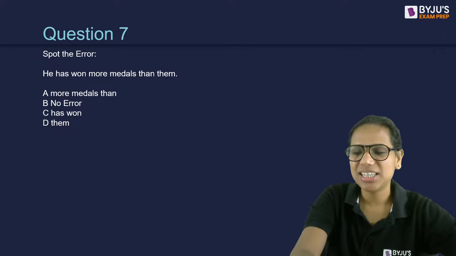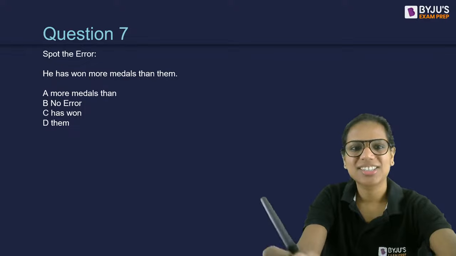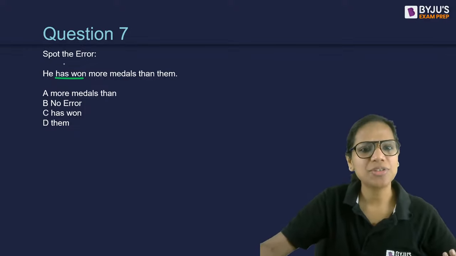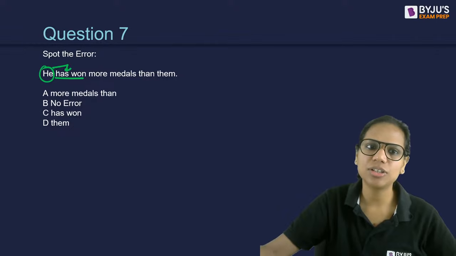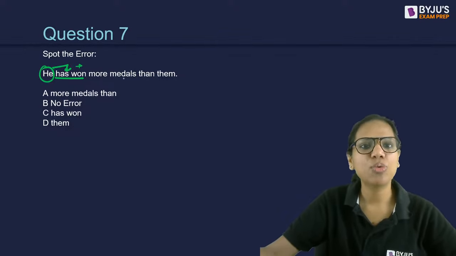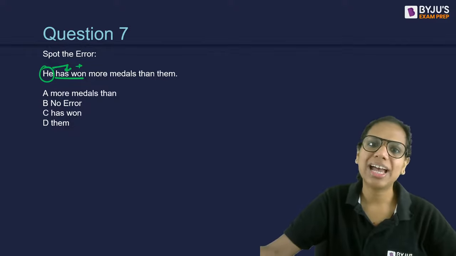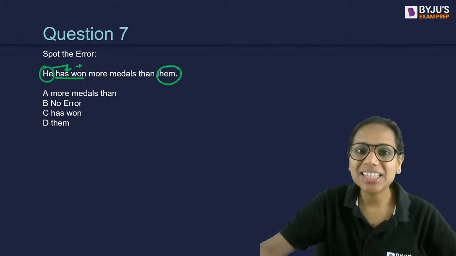C. Pragya says C. All right. Amit says C. Okay. So "he has won" is absolutely fine. He is singular, right? It's a singular subject. So it will take a singular verb, has, and then the third form of the verb. He has won. "More medals" is also fine. "Than": more is followed by than. This is the problem here.